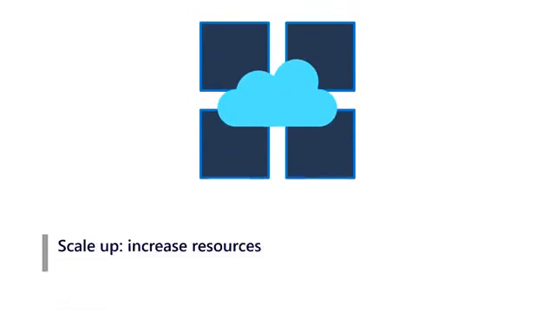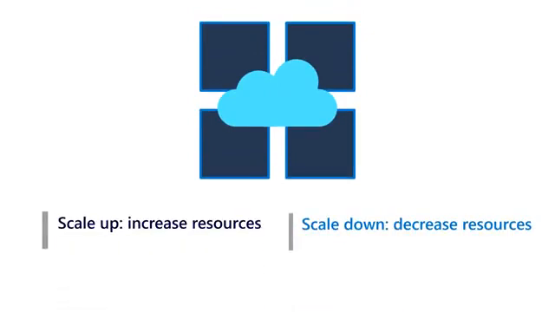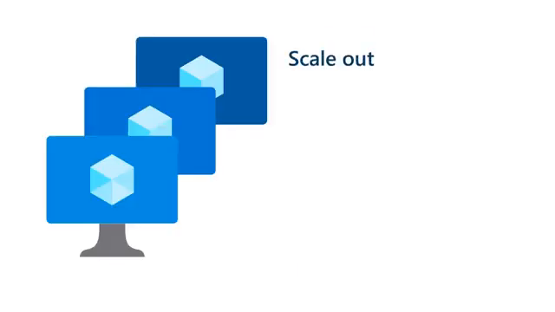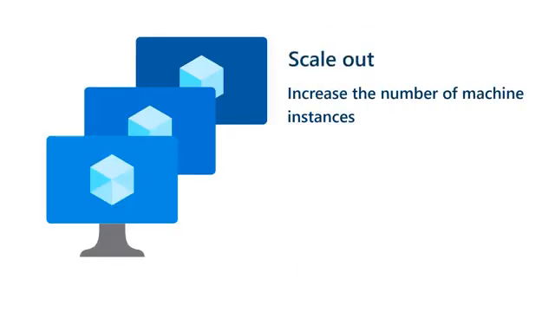Baked into the web app is the ability to scale up or down or scale out. Depending on the usage of the web app, you can scale your app up or down by increasing or decreasing the resources of the underlying machine that is hosting your web app. Resources can be the number of cores or the amount of RAM available. Scaling out, on the other hand, is the ability to increase the number of machine instances that are running your web app.